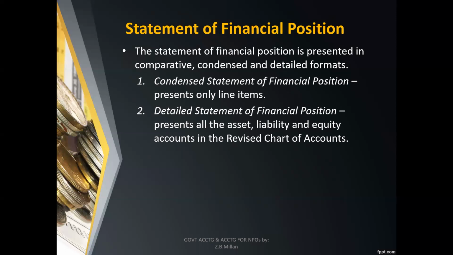Now let's talk about the first component, which is the statement of financial position. Basically, it is presented in comparative, condensed, and detailed format. When you present a condensed financial statement, we will have an example later on. Of course, you will present only line items like asset, current, non-current, so one line item only. And then as to the detail, you should have a schedule in the notes to your financial statement.